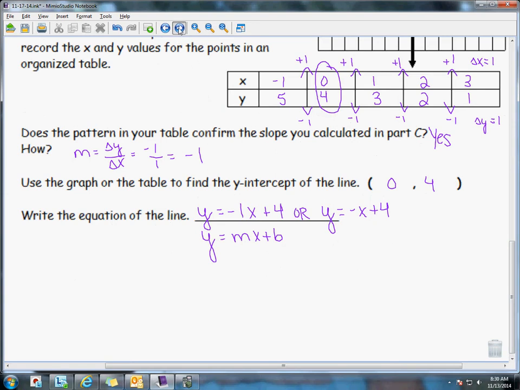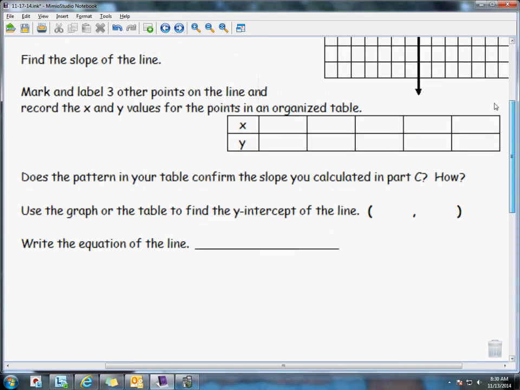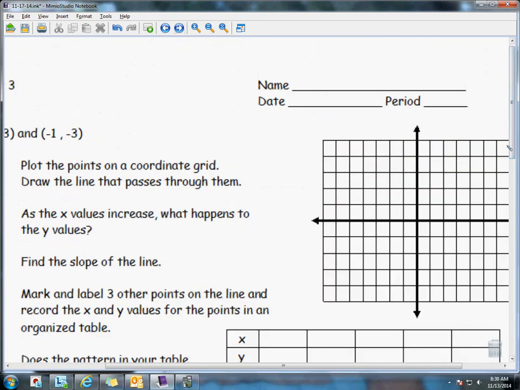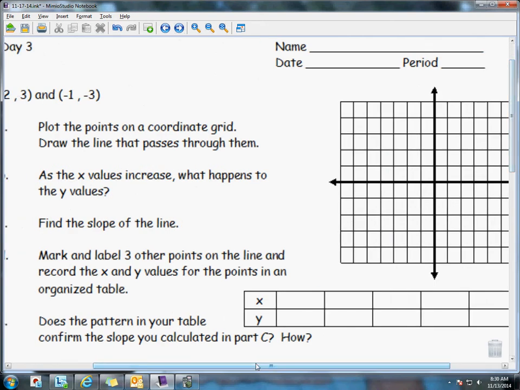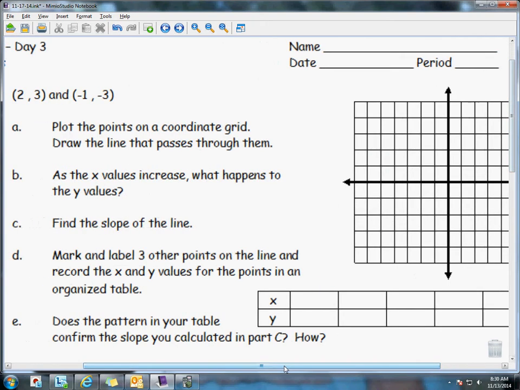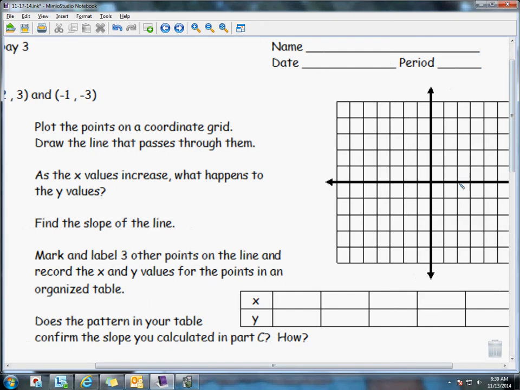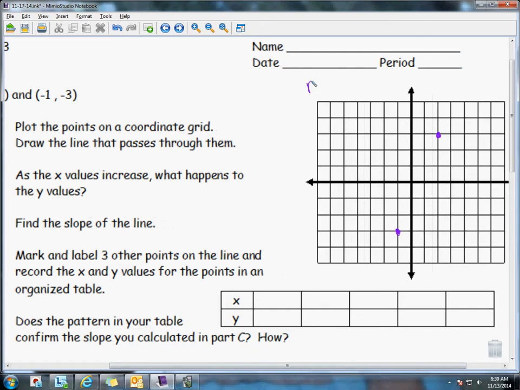All right, example number 2. It gives us the 2 points, (2, 3) and (-1, -3). So I'm going to plot my points, (2, 3) and (-1, -3). So I'm going to go ahead and do my slope, which is going to be rise over run.